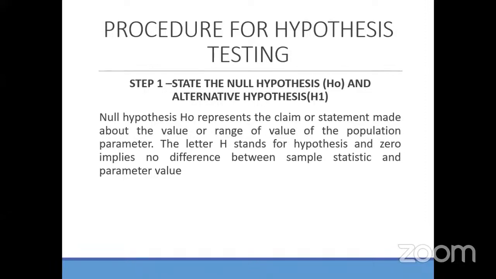If you recall, step number 1 was to state the null and alternate hypothesis. And null, we understand, is the claim about the population's parameter, right? And we assume that there is no difference between the sample statistic and the parameter value. That is the ideal assumption. And alternate is the remaining part, right?